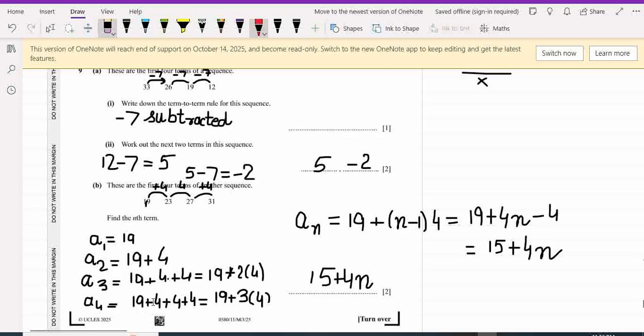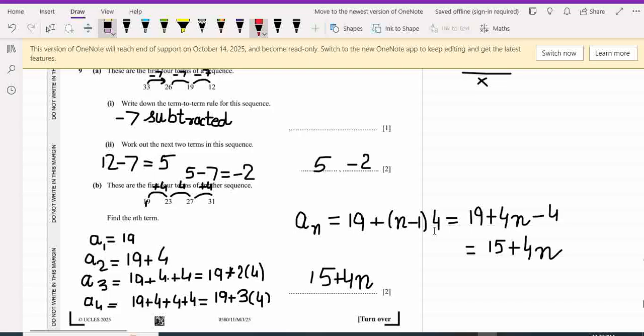And to get the fourth term, this is 31, 19 plus 4 is 23, 23 plus 4 is 27, so 27 plus 4 is 31. So it means in order to get the fourth term, we add 4 three times to 19. So the fourth term is 19 plus 3 times 4. So if we have to write the nth term, you will have to add 4 (n minus 1) times to 19. So the answer will be 19 plus (n minus 1) times 4.